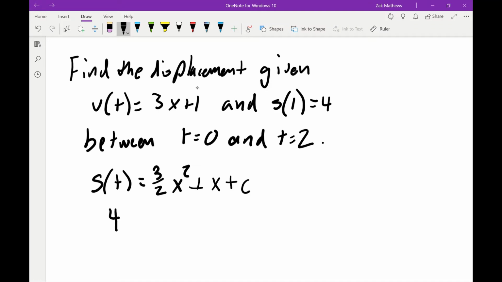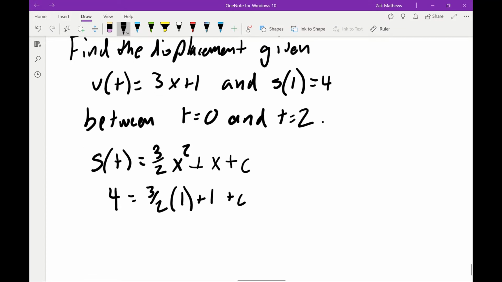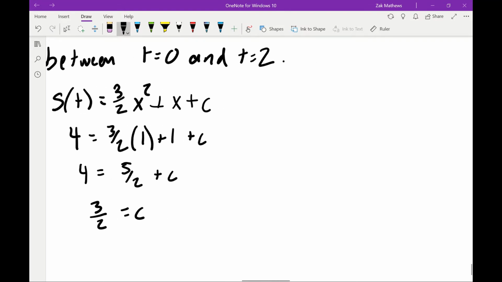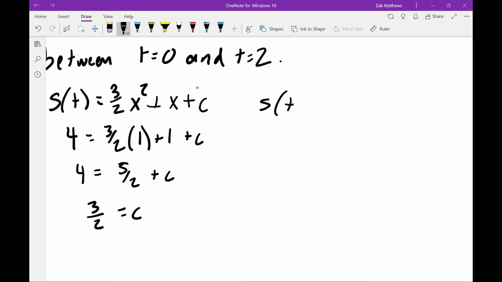So I'm going to plug in the 1 and the 4. So 4 is equal to 3 halves times 1 plus c. And so we get a 3 halves plus 1, that would be a 5 halves. Subtracting that over, 4 is 8 halves, so we get a 3 halves is equal to our c. So our position equation, s of t is equal to 3 halves x squared plus x plus 3 halves.